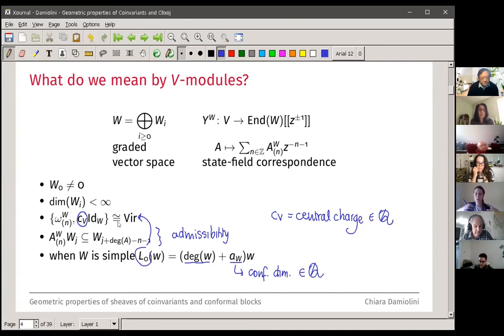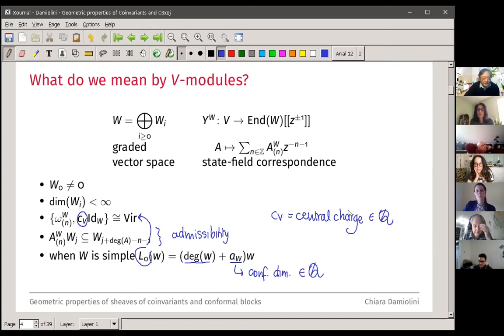and it's the same central charge that we had for V. So there is a compatibility: I want my conformal structure on V and the conformal structure on modules W to be compatible. And of course we have, again, axioms which control the interaction between Y and YW, and also the action of the Virasoro algebra. So this is sort of what I mean by V modules.